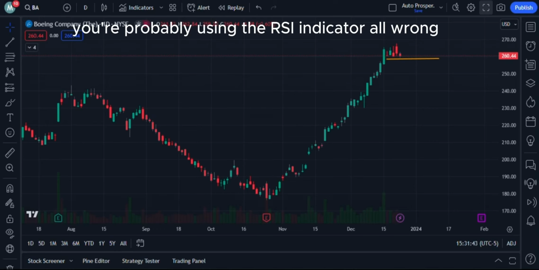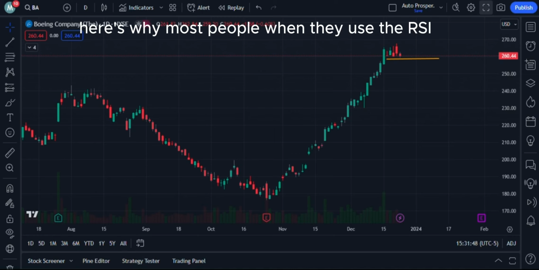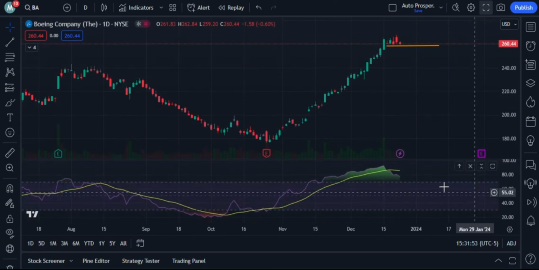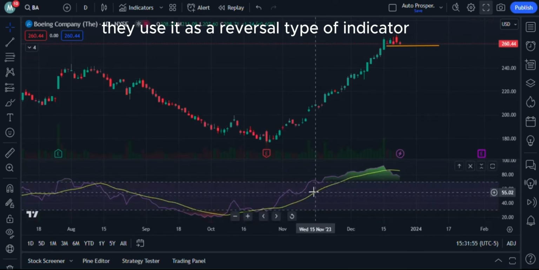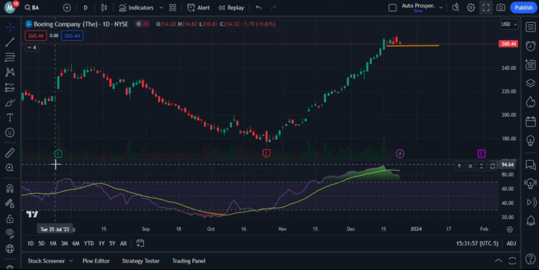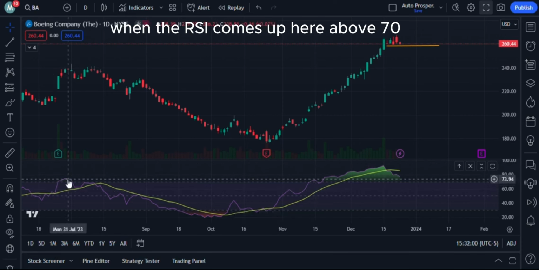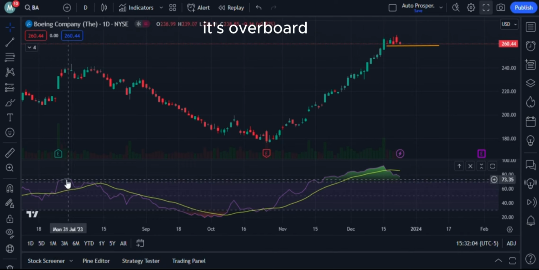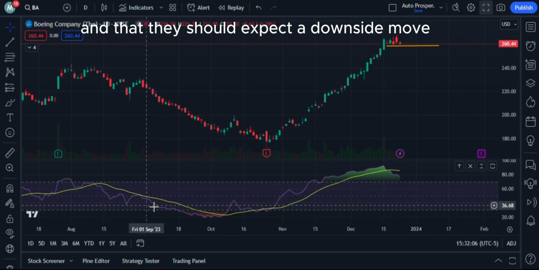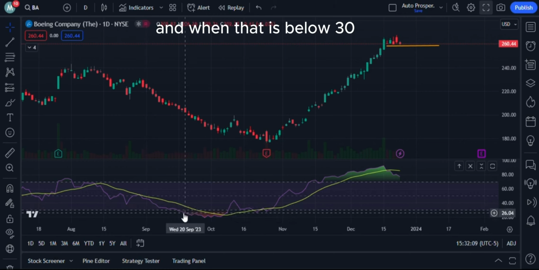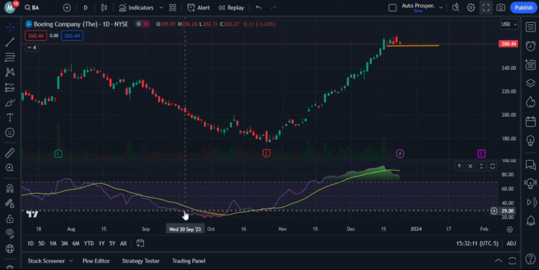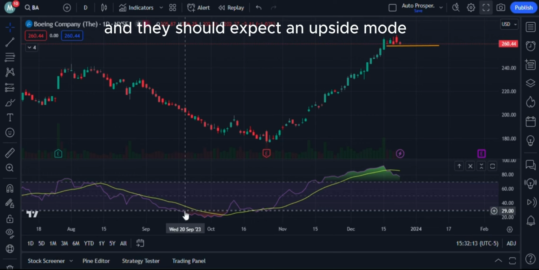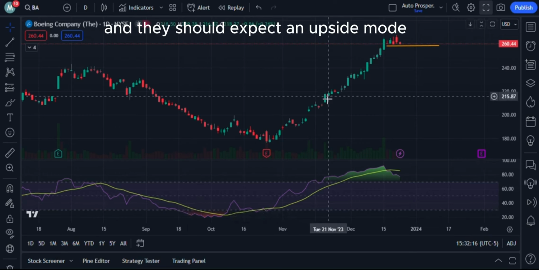You're probably using the RSI indicator all wrong. Here's why. Most people, when they use the RSI, use it as a reversal type of indicator. So they're taught that when the RSI comes up above 70, it's overbought, and that they should expect a downside move. And when it is below 30, it's oversold, and they should expect an upside move.